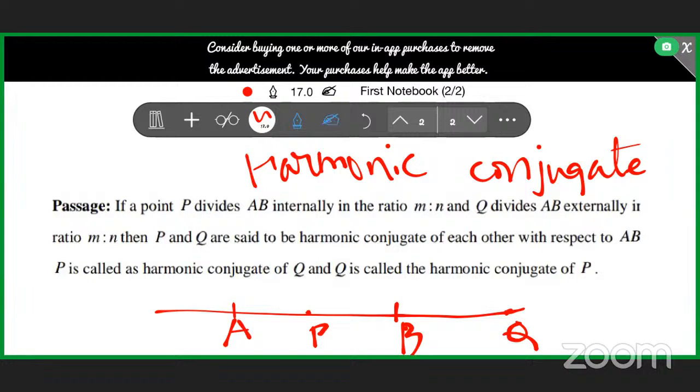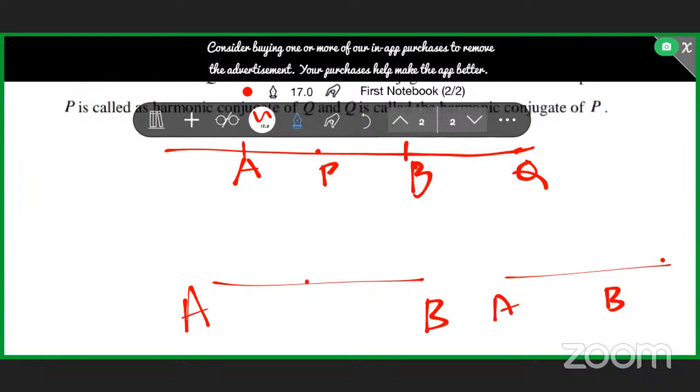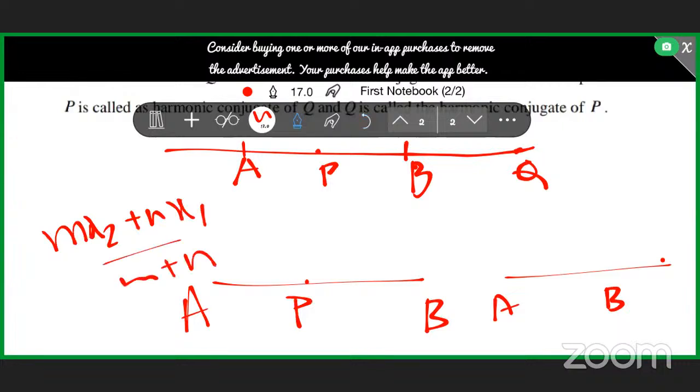So far you have learned only this: either a point divides a line internally or a point divides a line externally. That is the section formula you have learned till now. If it is dividing internally, we used to take the formula mx2 plus nx1 divided by m plus n. If it is dividing externally, we used the formula mx2 minus nx1 divided by m minus n.